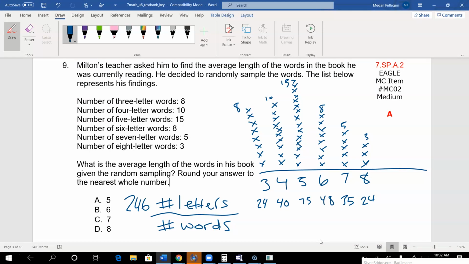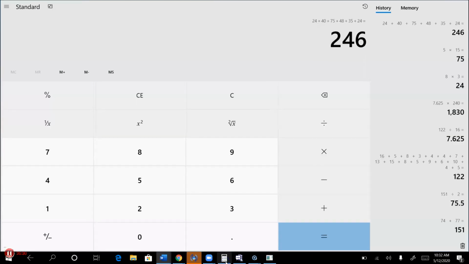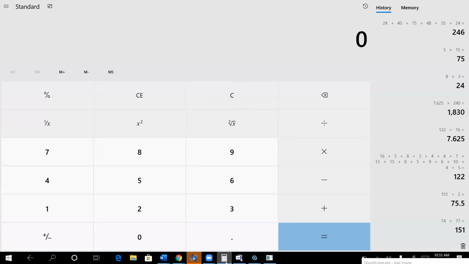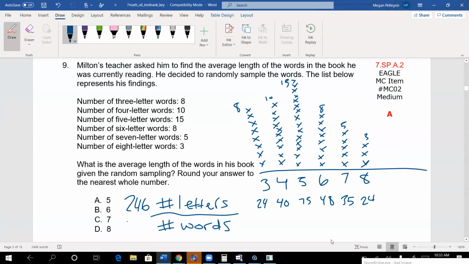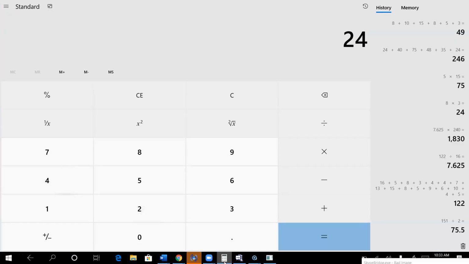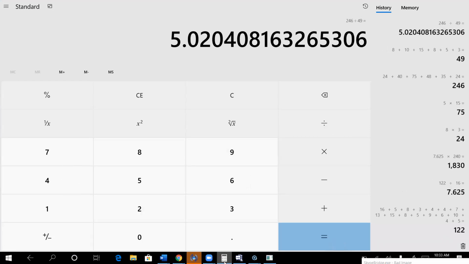So I had 8 words, 10 words, 15 words, 8 words, 5 words, and 3 words. So I need to add up those numbers. 8 plus 10 plus 15 plus 8 plus 5 plus 3 equals 49 words. So how many letters out of how many words? 246 divided by 49. 246 divided by 49 gives me 5.02.